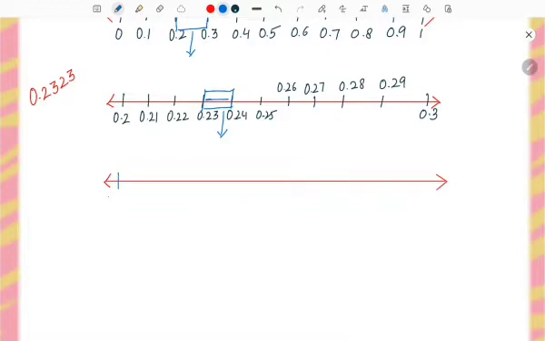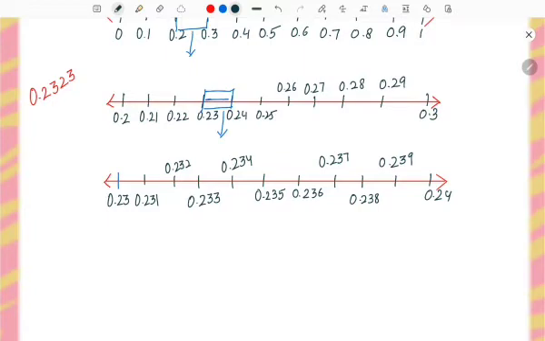Starting from 0.23 ending at 0.24. The numbers in between would be 0.231, 0.232, 0.233, like this. Then we have to find 0.2323 again. So 0.232 is here, and 0.2323 is less than 0.233. That means we are next going to zoom into this place, mark this area, and zoom this in.